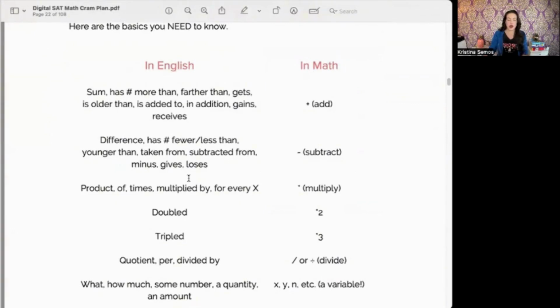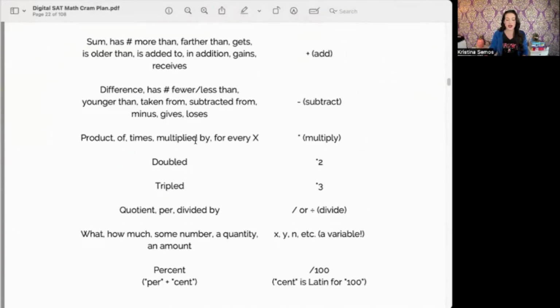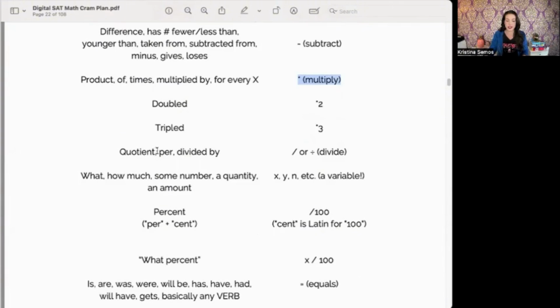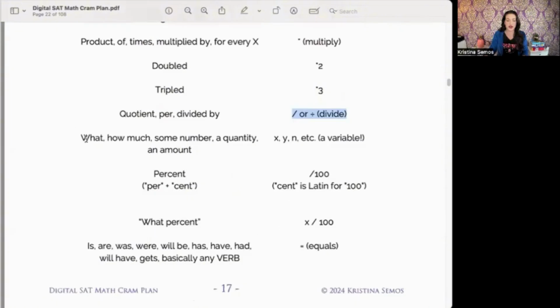A lot of these you might know, but let's talk the biggies that most students don't know. This little word here, of, literally always means multiply. Like always, in every situation, it always means multiply. This little word per always means divide, literally every time you read it in a word problem. If you have what or how much or some number, a quantity, an amount, some unknown thing like that, that's going to be your variable, X, N, Y, K, whatever you want your variable to be.